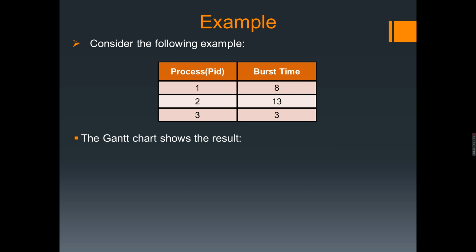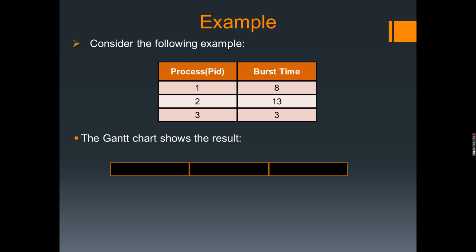Let us see the Gantt chart for the following table. First, process 3 will arrive at 0 and it will be computed at 3. Then process 1 will arrive at 3 and it will be computed at 11 as its execution time is 8. At last, process 2 will arrive at 11 and computed at 24. These 3, 11 and 24 are the turnaround times of each process.